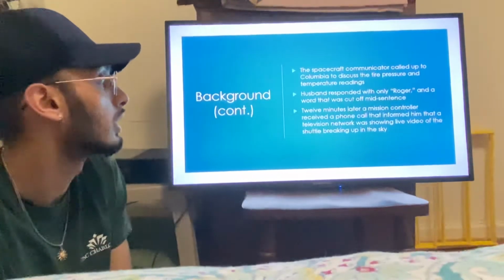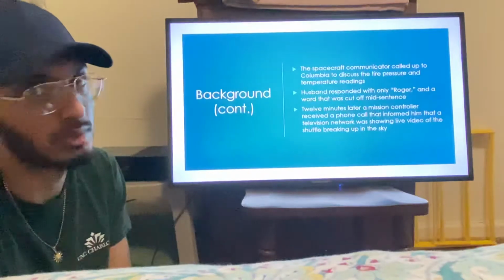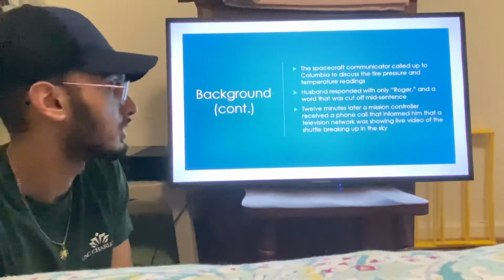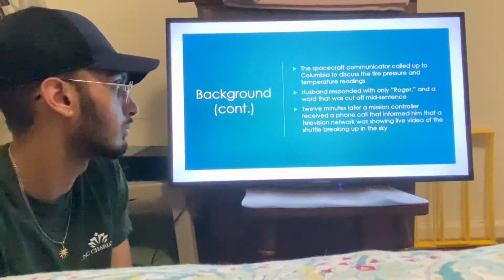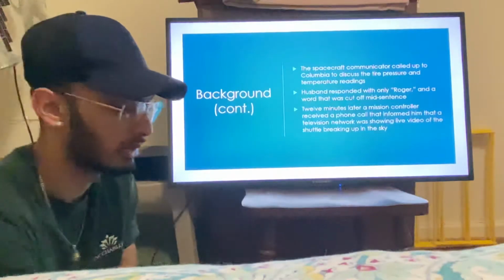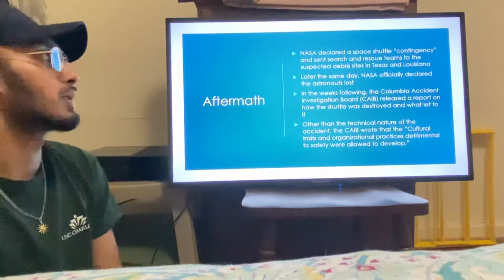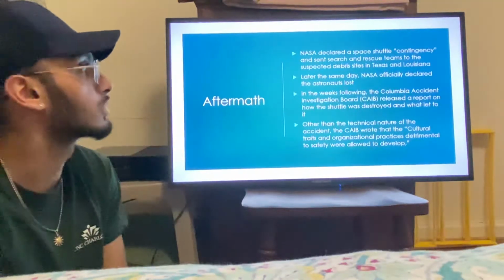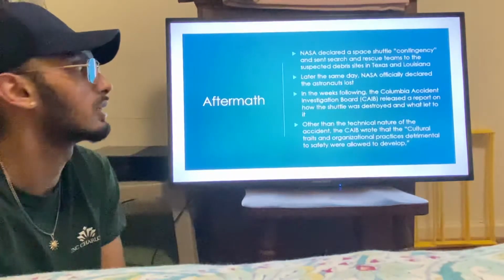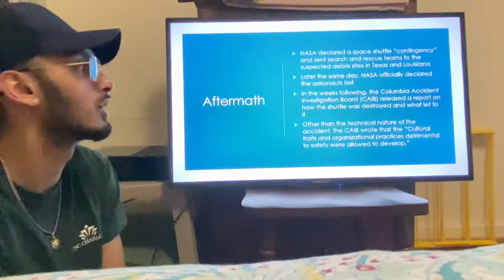12 minutes later, somebody inside mission control received a phone call from the outside, and they informed him that a television station was actually streaming live the space shuttle breaking apart in the sky. After that, NASA declared the space shuttle a contingency and sent search and rescue teams to the areas of Texas and Louisiana. Then later that day, NASA officially announced that the astronauts were all lost.